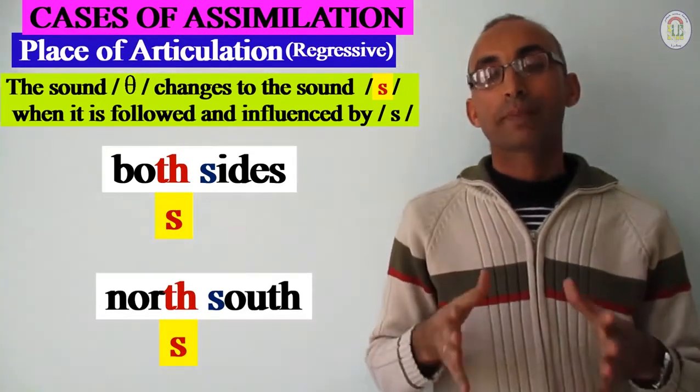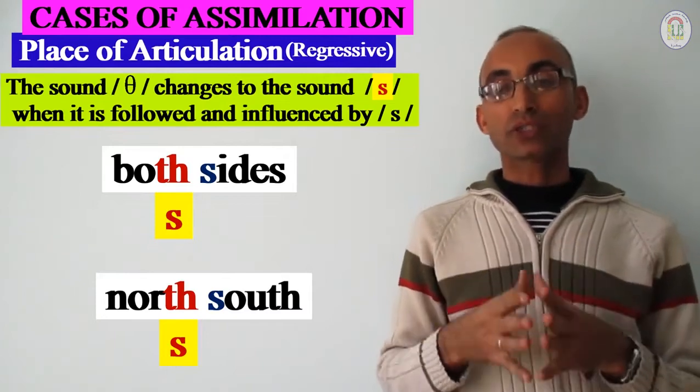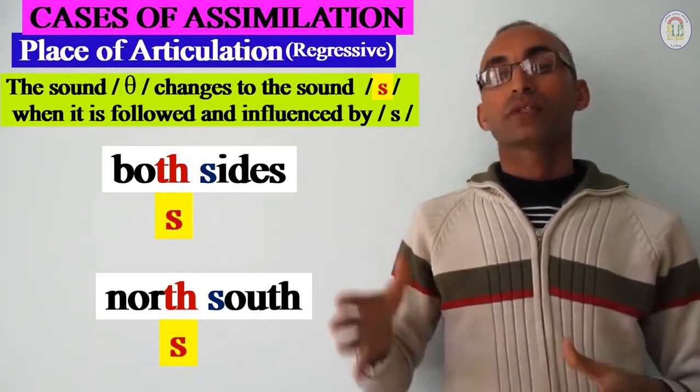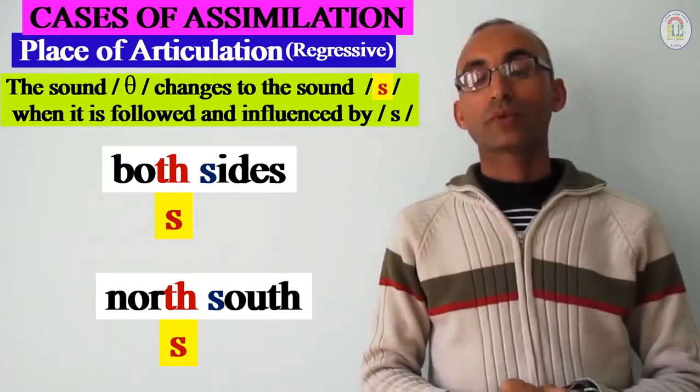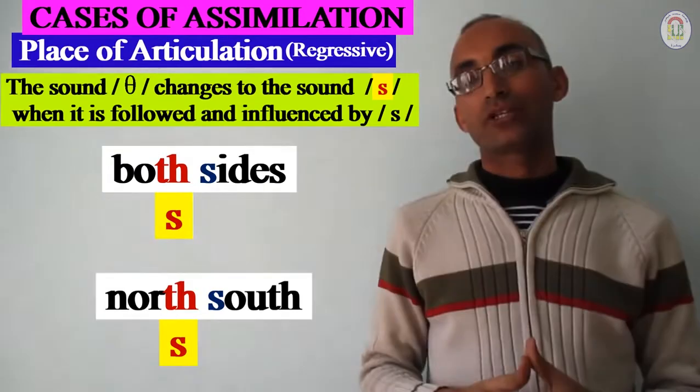At the end, "north" becomes "sa". Why? Because it's followed and influenced by the sound "sa" after it. Good. So this is for place of articulation.